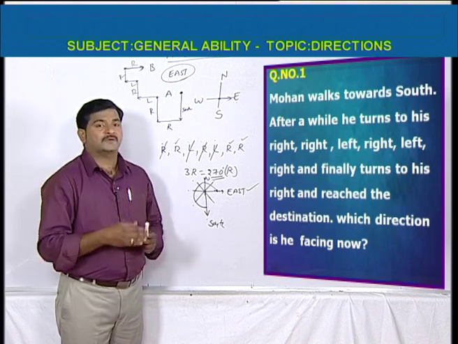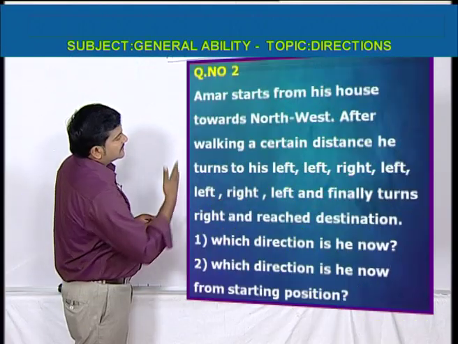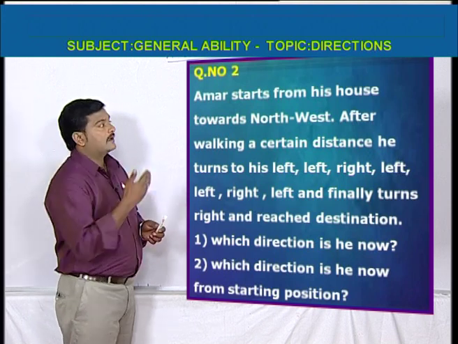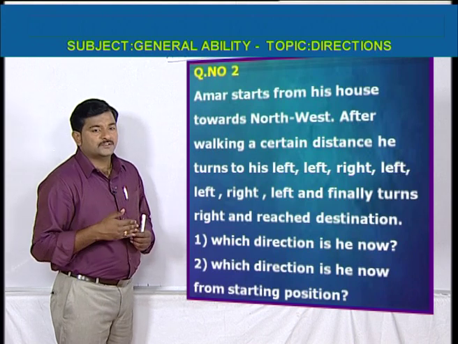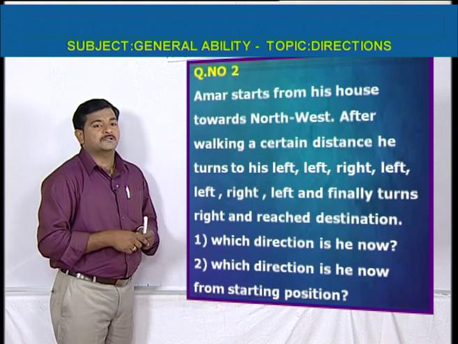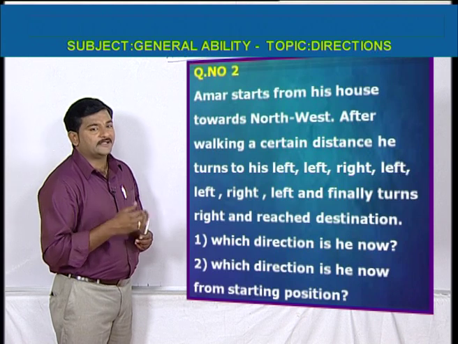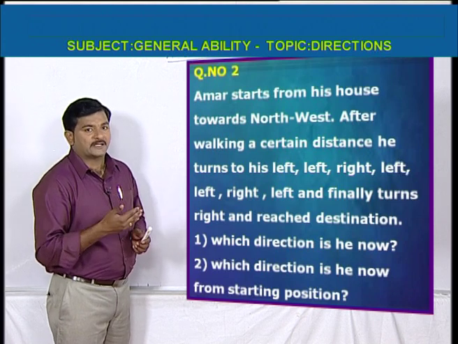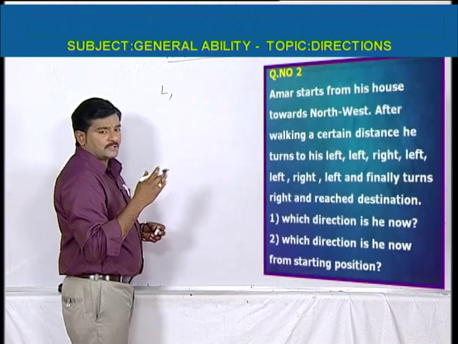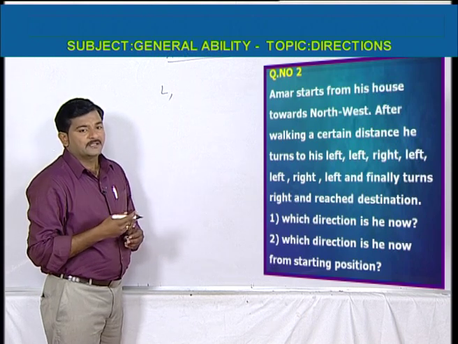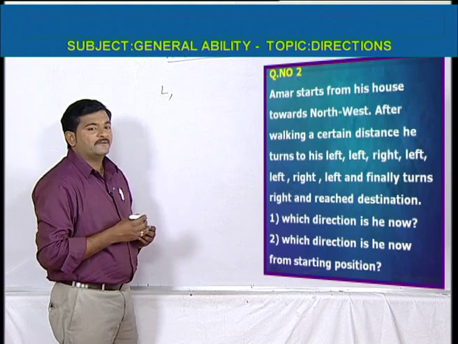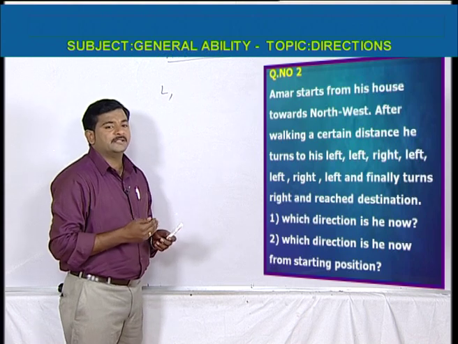Okay. Now we will discuss one more question. Just have a look at this. Now we will discuss the second type of question, type 2, in the directions part. Just focus on this. Amar starts from his house towards northwest. After walking a certain distance, he turns to his left. Again he is given lefts and rights only. We will take all the lefts and rights: left, right, left, right, left, and finally he turns right and reaches the destination.